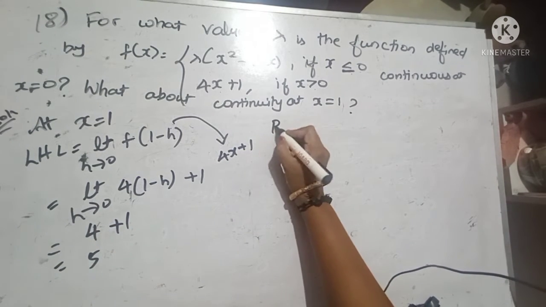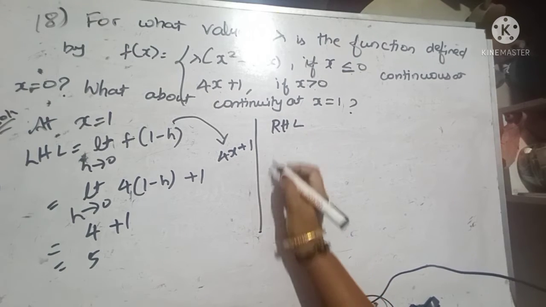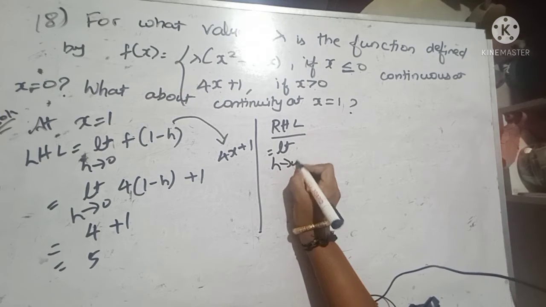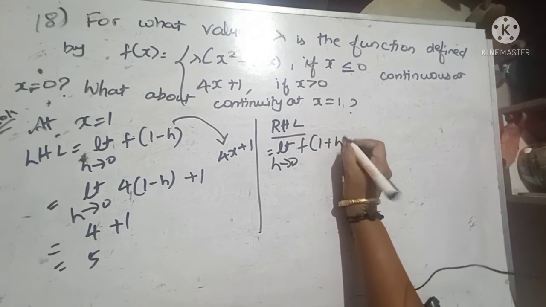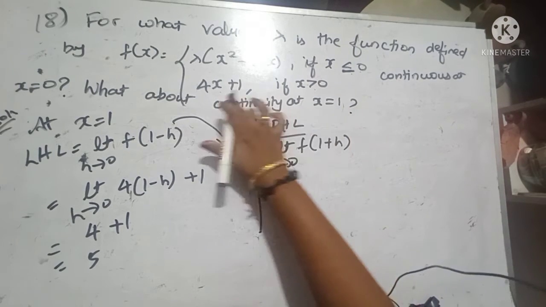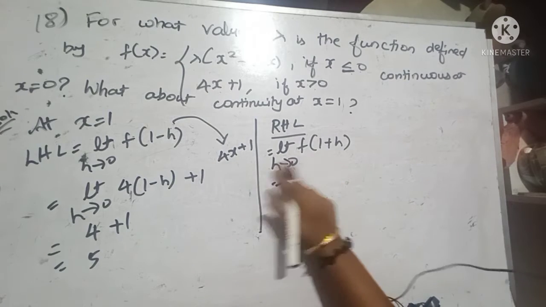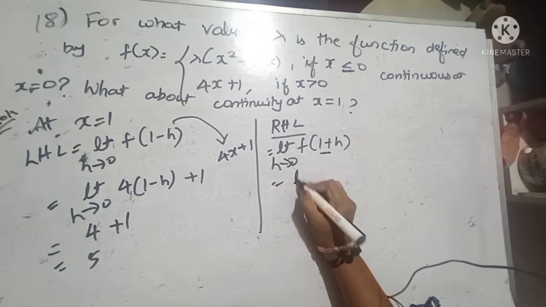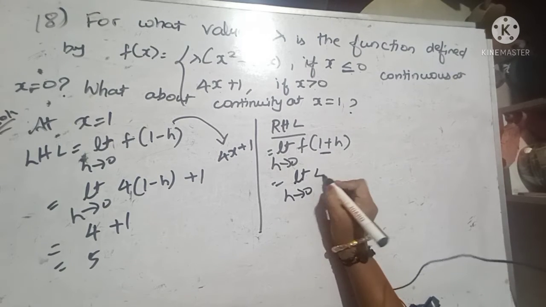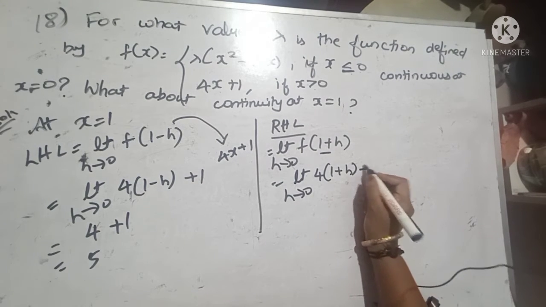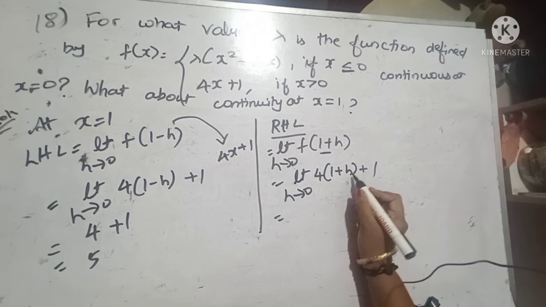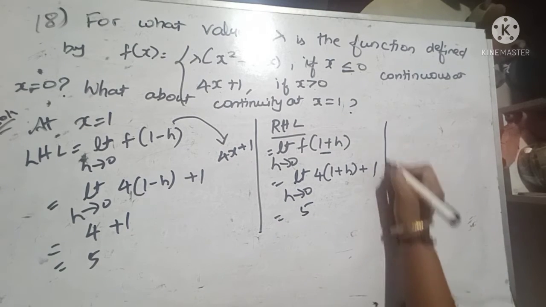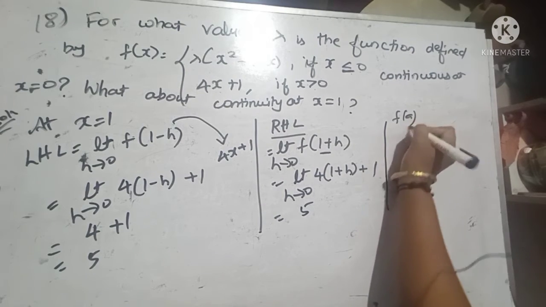Now the right hand limit RHL. Limit h tends to 0 of f of 1 plus h. Here also the function will be 4x plus 1. In the place of x we substitute 1 plus h, so limit h tends to 0 of 4 into 1 plus h plus 1. When I apply h equal to 0, we get 4 plus 1 is equal to 5. Now at last we have to find out the image, that is f of 1.